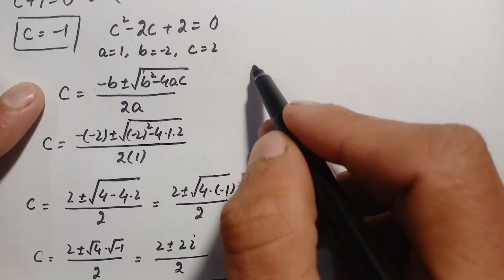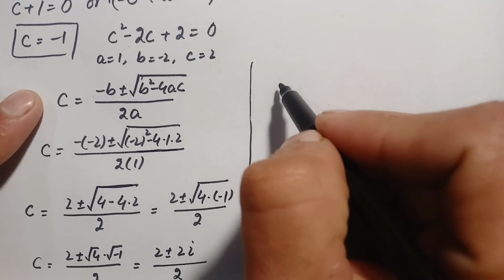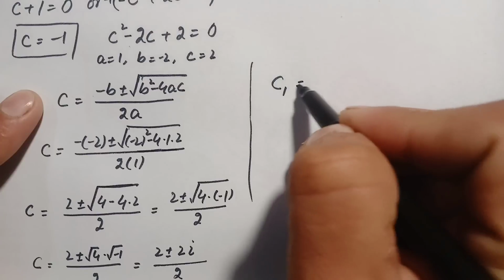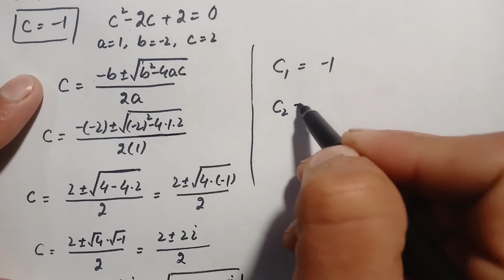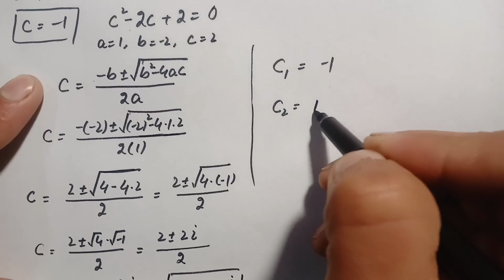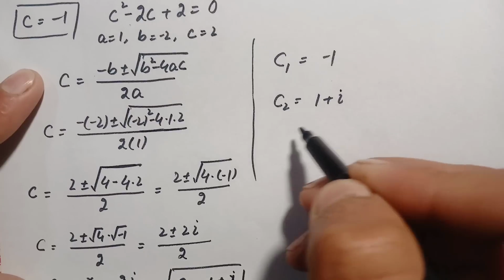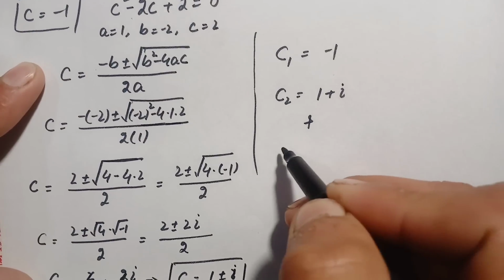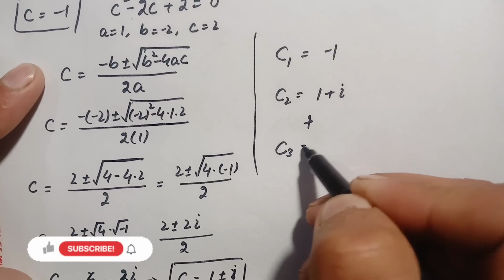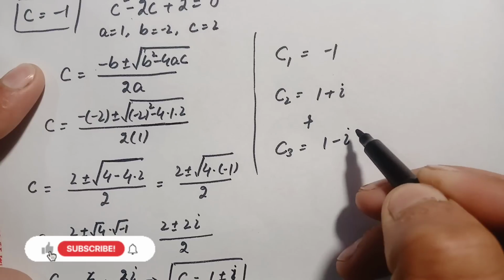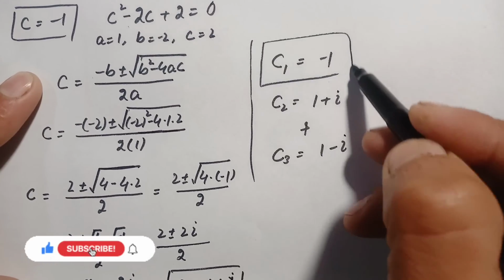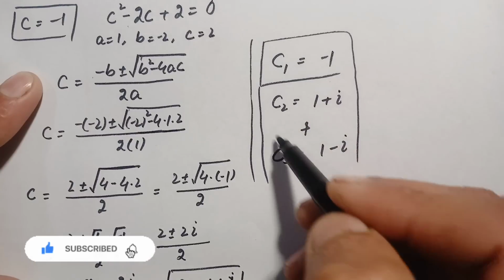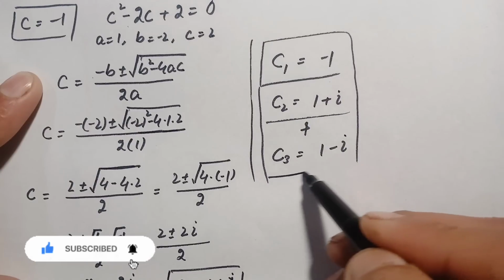So let us write these solutions here. The first real solution, let us suppose this is c1, is equal to -1, and the second solution, which is a complex solution, c2 is equal to 1 plus i, and the third solution, which is also a complex solution, c3 is 1 minus i. So finally we have these 3 possible solutions in this problem, in which one is real and 2 are complex.